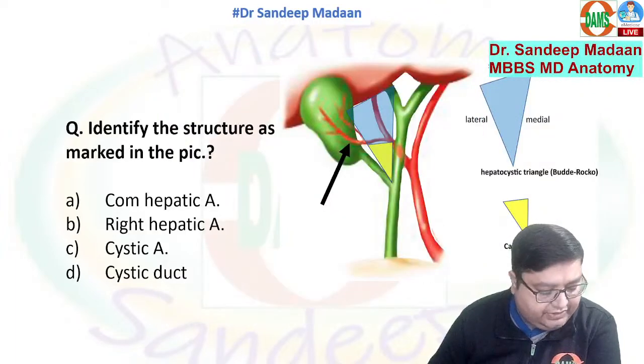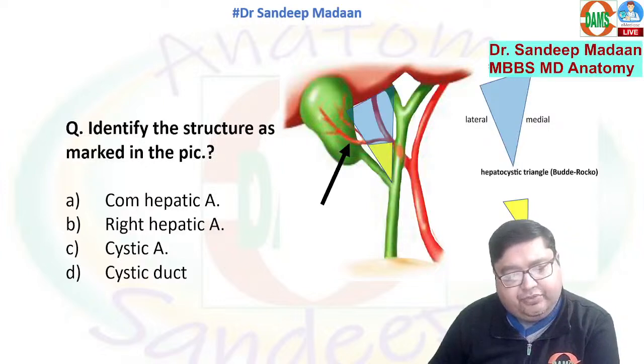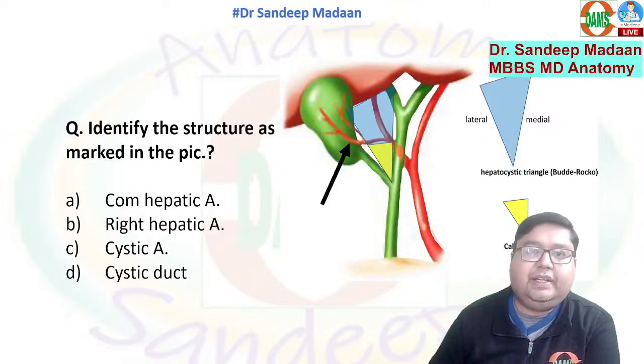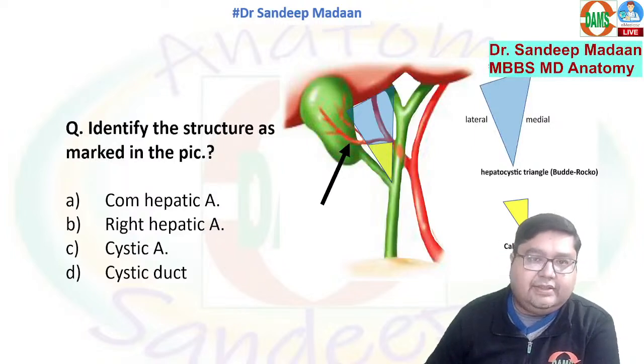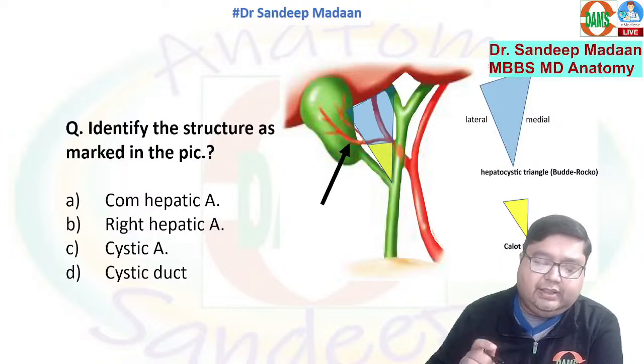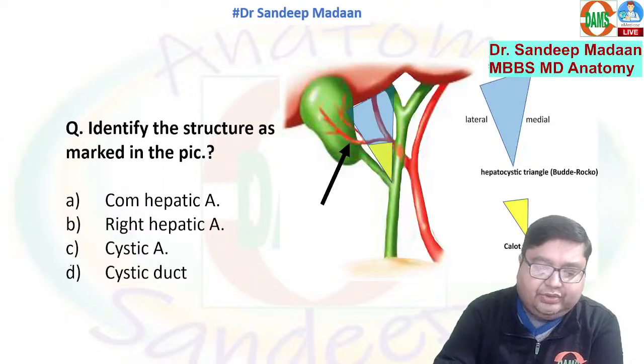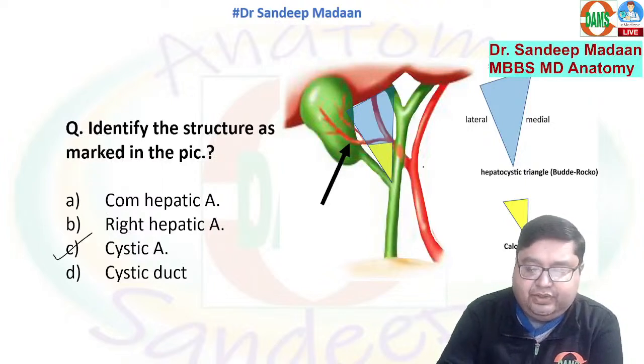Now this question was also there. Can you tell me where was the marking? Because some students are saying right hepatic artery, some students are saying cystic artery, but mostly they said cystic artery. So I have marked this marker on the cystic artery. But otherwise, we know all the structures.